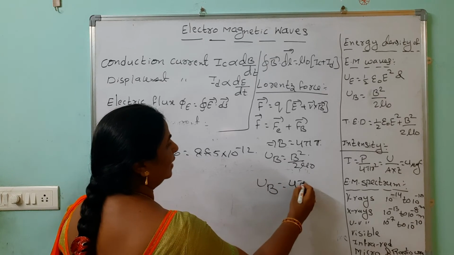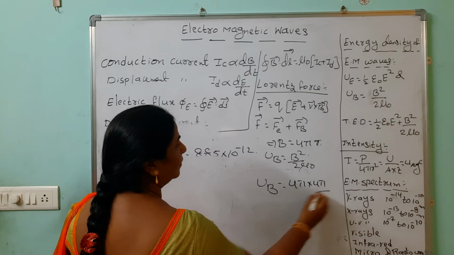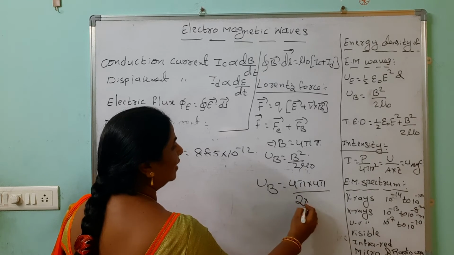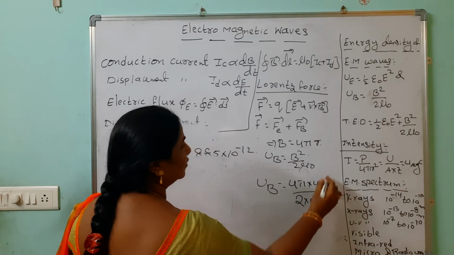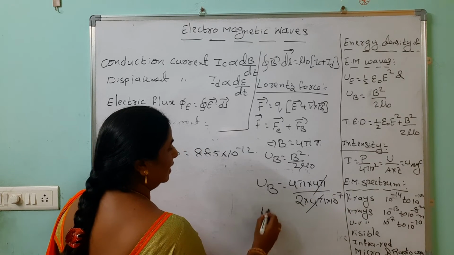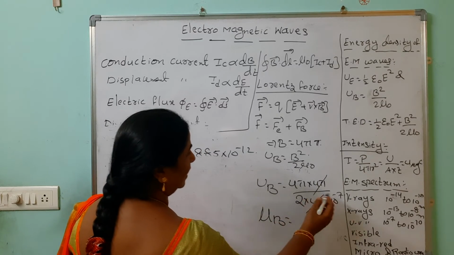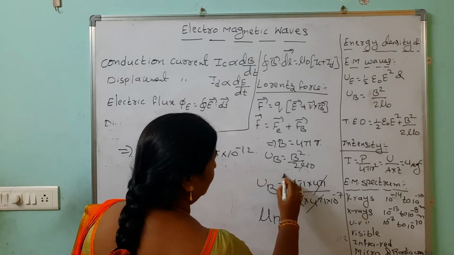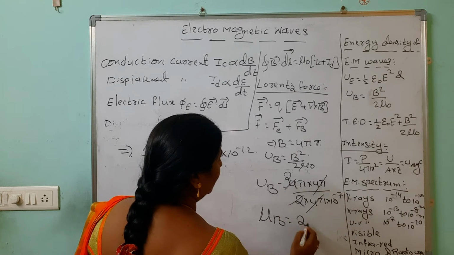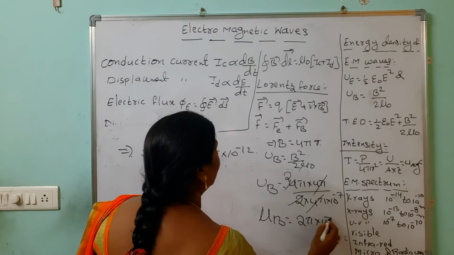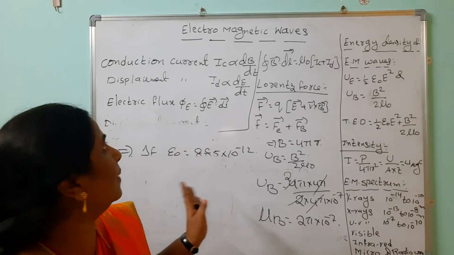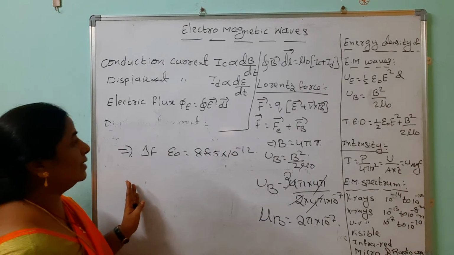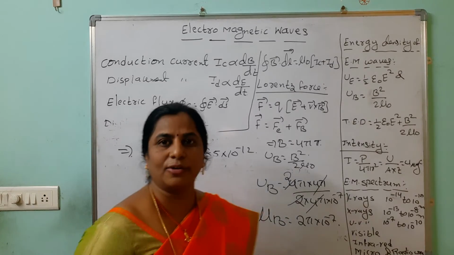So 4 pi into 4 pi by 2 into mu naught value, which is 4 pi into 10 to the power of minus 7. This 4 pi cancels. Then UB equals how much are you getting? This is 2. The answer is 2 pi into 10 to the power of minus 7. So like that, with the help of the formulas you can do any type of problem. This is about electromagnetic waves.